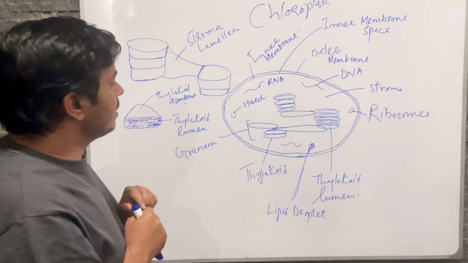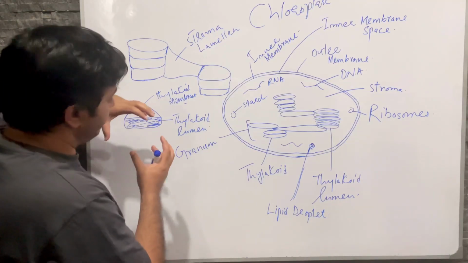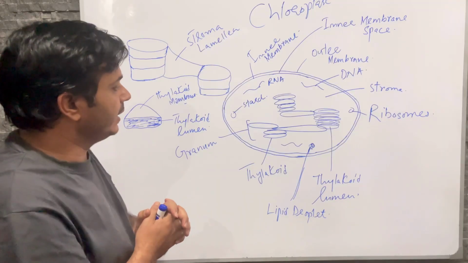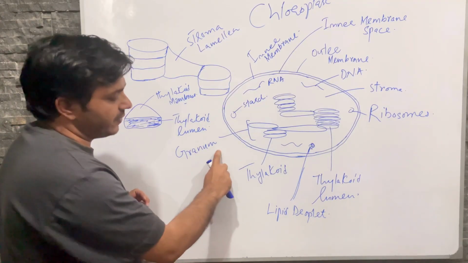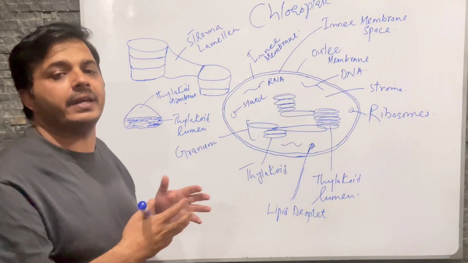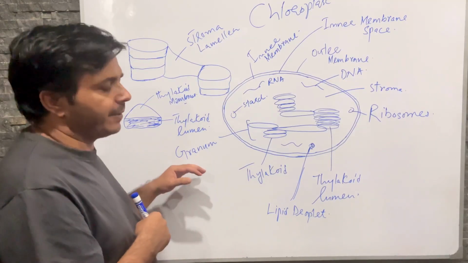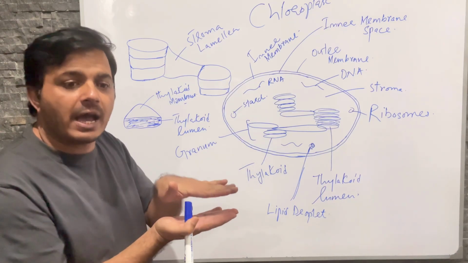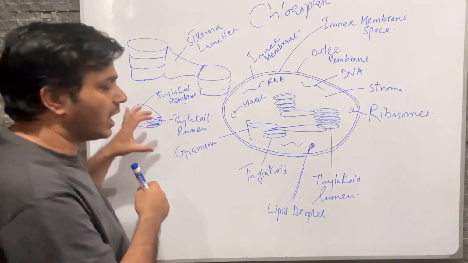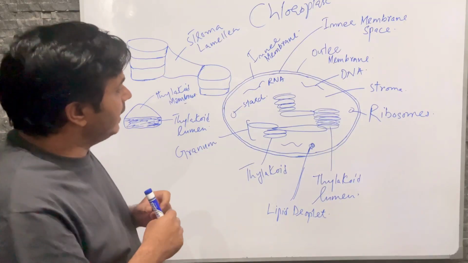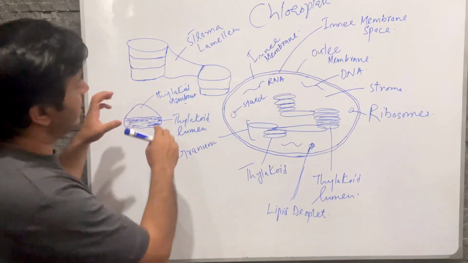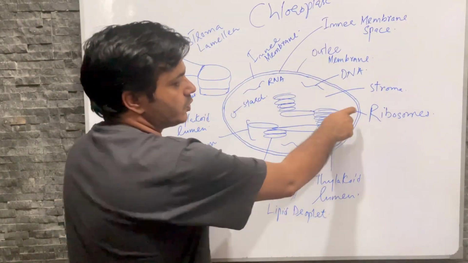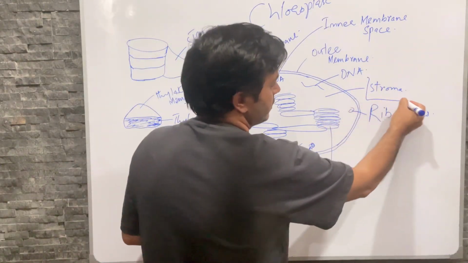thylakoid membrane. When multiple thylakoids stack on one another, they form a structure called grana. Grana is plural, and the singular is granum. So grana is the stack of these different thylakoid membranes, and these thylakoid membranes are connected. The space inside this chloroplast is called stroma. So here we have the stroma.